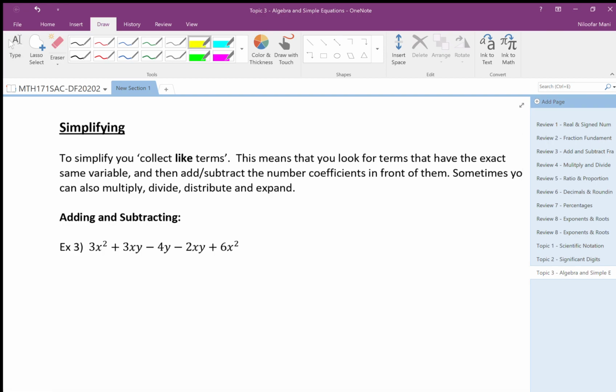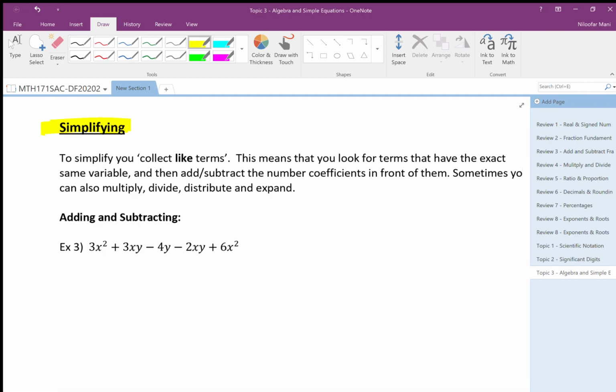Simplifying. What do I mean by simplifying algebra? I have to simplify when I'm doing addition, when I'm doing multiplication. I see something large and I want to simplify it.